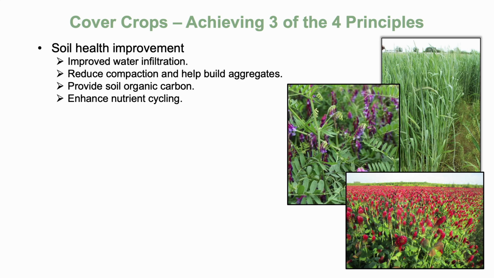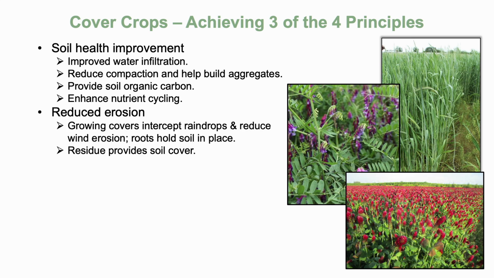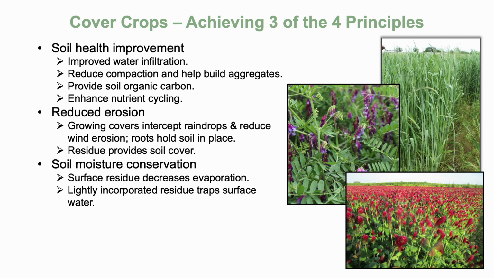Soil health improvement. Covers can improve water infiltration, reduce compaction, and help build aggregates. So if you have a compaction problem, there are species that you can use to help alleviate that. They provide soil organic carbon and enhance nutrient cycling. Reduce erosion: growing covers intercept raindrops and reduce wind erosion. Roots hold soil in place. Residue provides soil cover. Soil moisture conservation: obviously, residue left on the surface reduces evaporation, but even lightly or surface incorporated residue, like some of you may be doing, will help hold moisture in that surface soil layer.